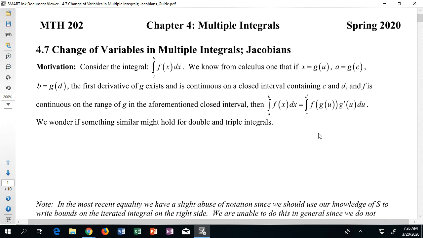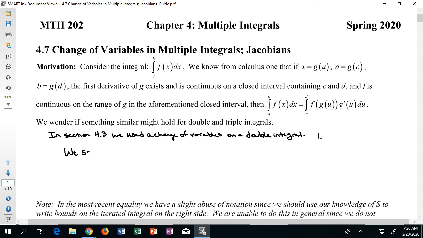I'll even state here that in section 4.3, we used a change of variables on a double integral. We changed specifically in that section from rectangular coordinates to polar coordinates. So here's ultimately what we saw.